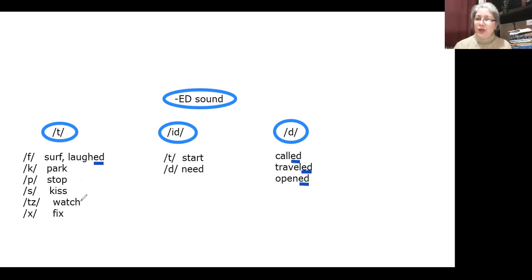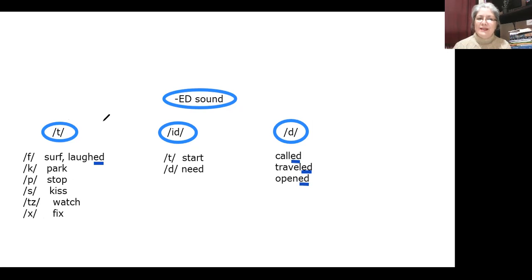So what's the past of watch? Watched. I watched a movie. So not "watch it", but "watched". When the verb finishes with the x sound, this is representing the x sound, okay? Like fix. What's the past of fix? Fixed.